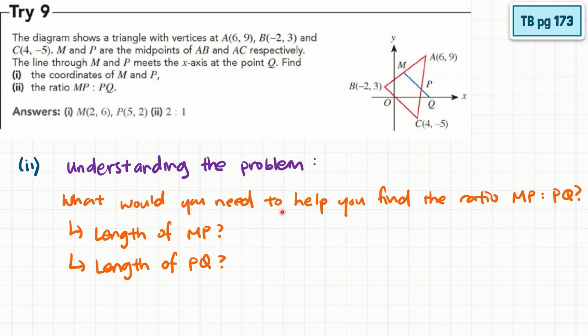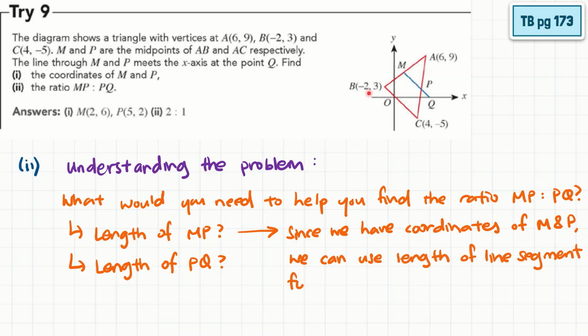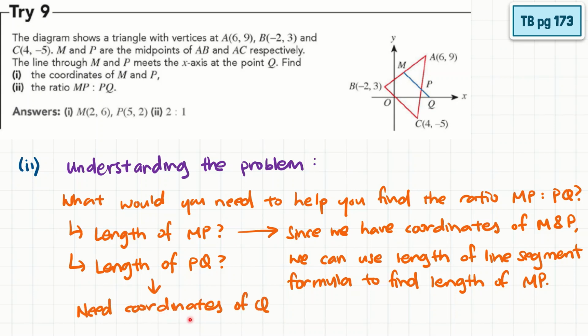So to find the length of MP, if I have the coordinates of M and P, I can use the length of line segment formula to find the length of MP. That is not a problem, because part I already found the coordinates of M and P. What about PQ? If I want to find the length of PQ, I have the coordinates of P, but do I have the coordinates of Q? To find the length of PQ, I need to know the coordinates of Q. So if this is the direction that we're heading to, let's further explore how we find the coordinates of Q.